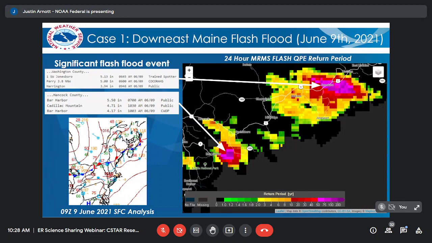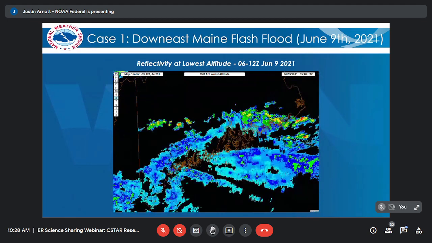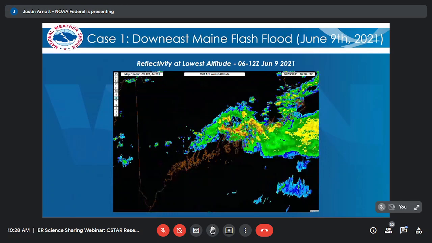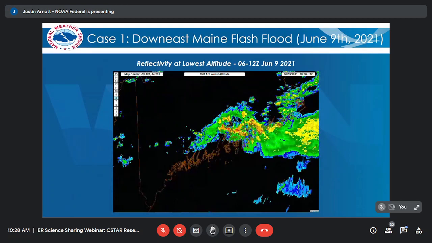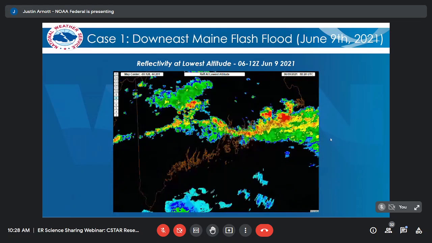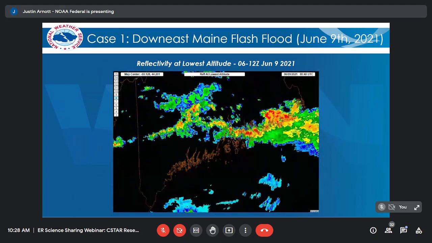And that's from, if you look at the surface analysis on June 9, there's basically a stalled boundary set up that stretches from interior northern New England all the way into Down East Maine. And here's a reflectivity at the lowest altitude loop from MRMS, and you can see there's some kind of back building over the area that I just mentioned, and that led to the 5-inch rainfall total and the flash flooding.